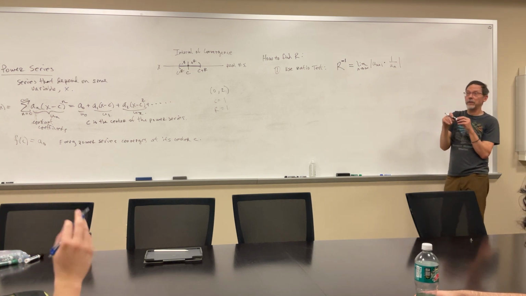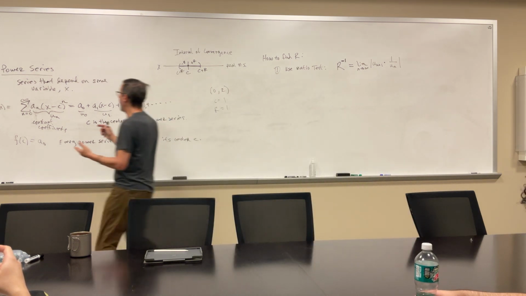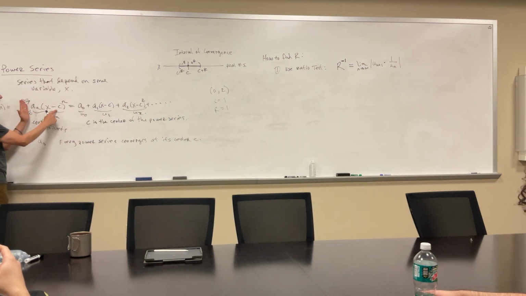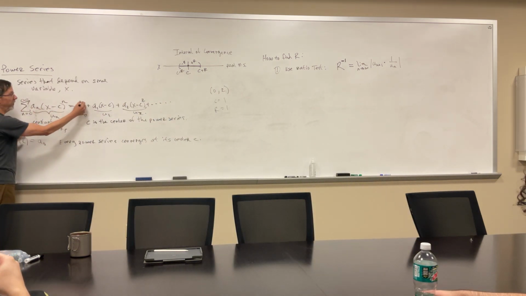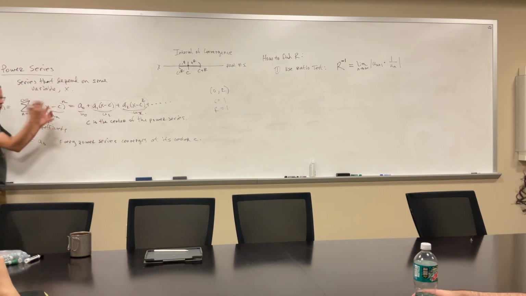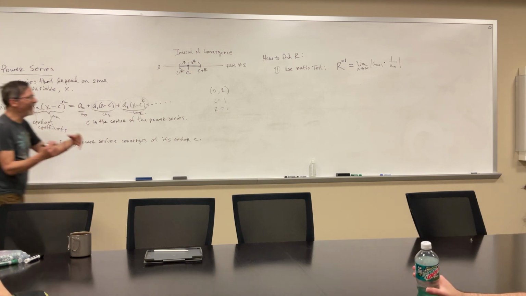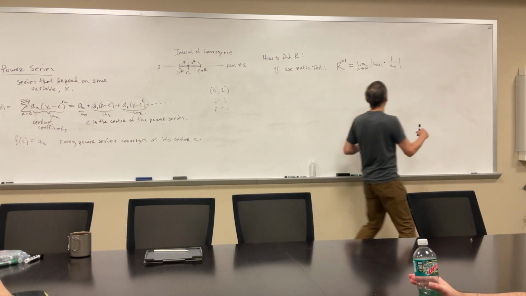Yes, sir? What's u? u is this product of a sub n times x minus c to the n. So this is u0, this is u1. I'm just trying to grab them all together.